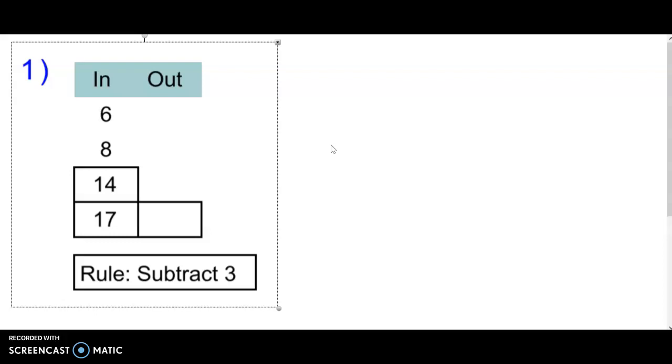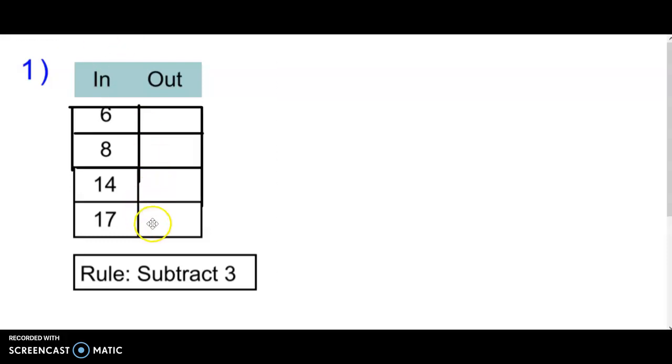So here you've got number one. The whole worksheet kind of looks like this, but the way it's supposed to look is this. It should just be a table where you have the numbers going in: 6, 8, 14, and 17. And then we want to figure out what comes out based on this rule, subtract 3. Okay? So this is really, really simple. We're going to take the number going in, apply the rule, subtract 3, and see what we get to come out.